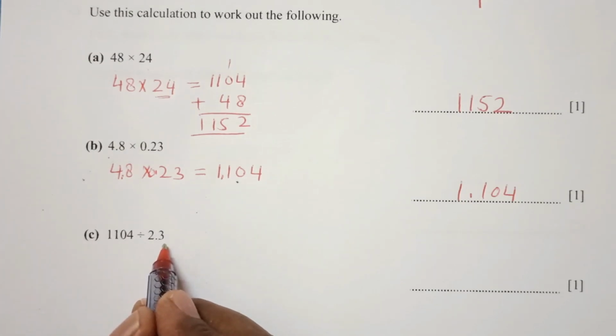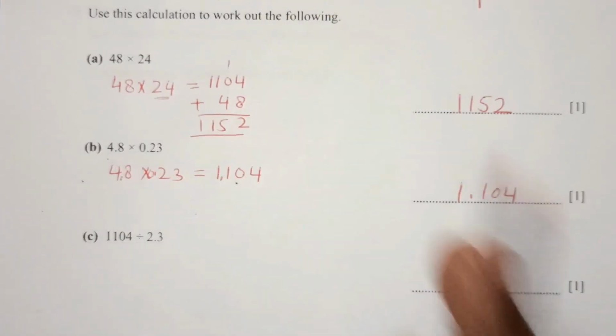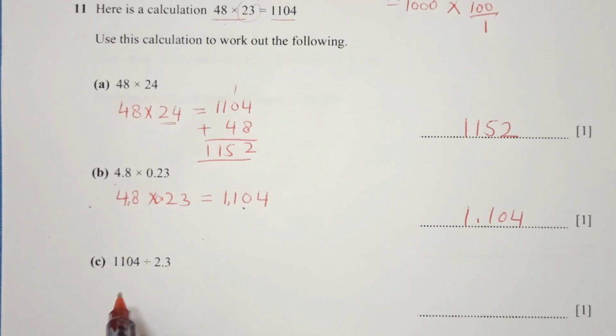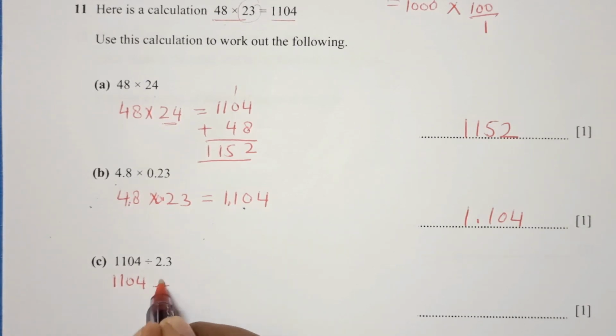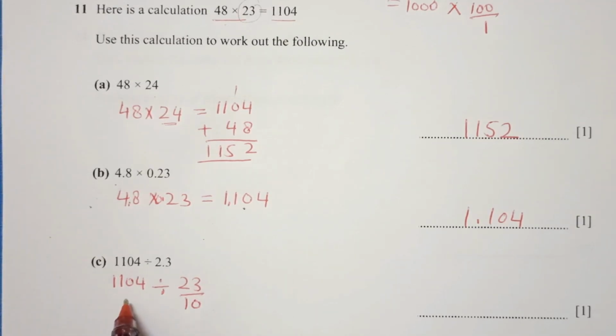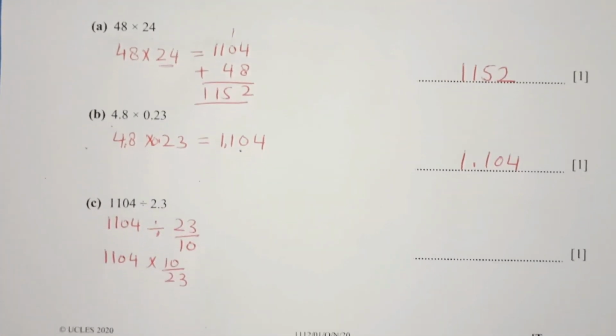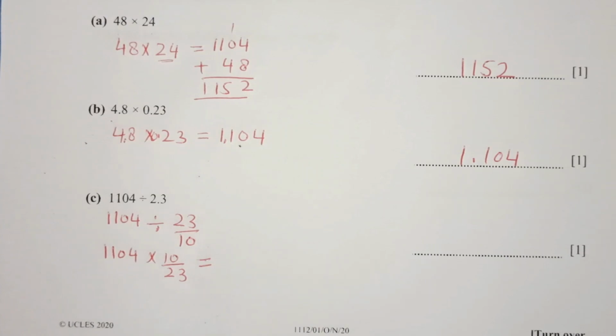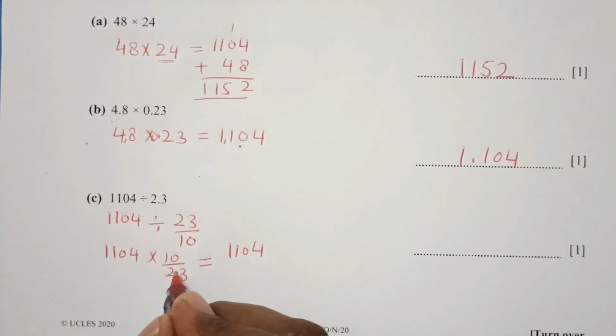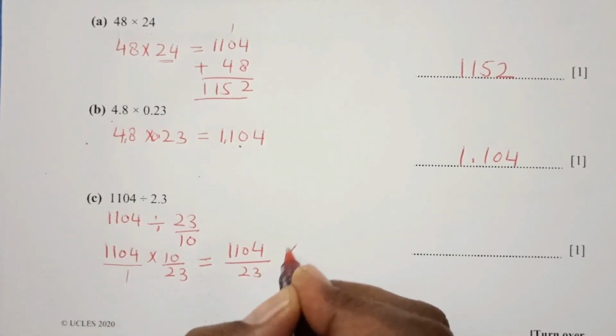1104 divided by 2.3. So here you have 48 times 23. Let's see how this will work. If we change this one, 1104 divided by 23 over 10. That means we are taking 1104 times 10 over 23. So we are multiplying this here. So we can write it down like this. As you can see, now we can just swap this 23 here. We can write down 1104 divided by 23 times 10.